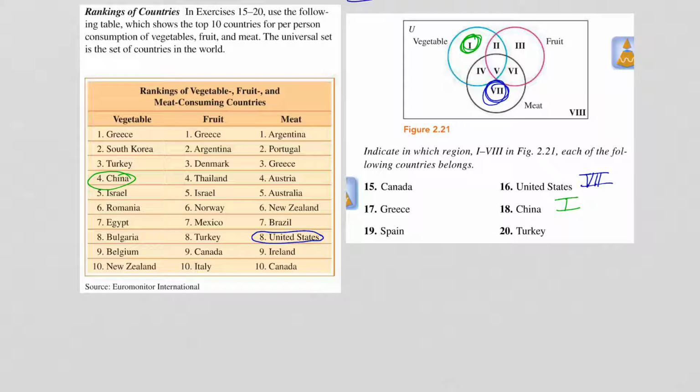And then you have Turkey, and Turkey is 8th here, 3rd here. Okay, so that will be 2 out of the 3, vegetables and fruit. So vegetables and fruit, okay, not including meat. Vegetables and fruit only, no meat. So that would be right there.